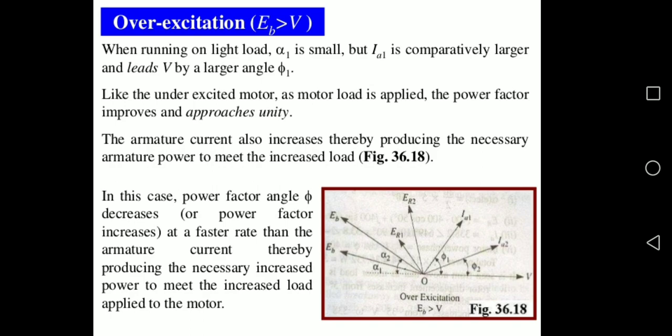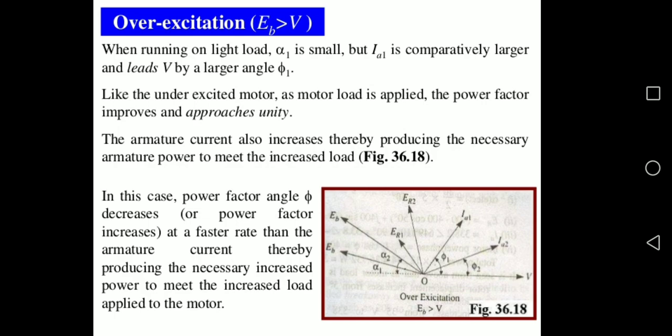Like the under-excited motor, as a motor load is applied, the power factor improves and approaches the unity condition. When load is increasing, the currents move from IA1 to IA2, and if the load increases still further, the current will reach the unity condition. In this condition, the armature current also increases, thereby producing the necessary armature power to meet the increase.